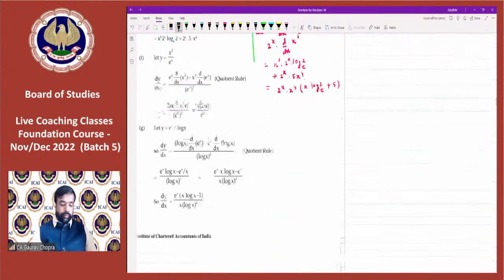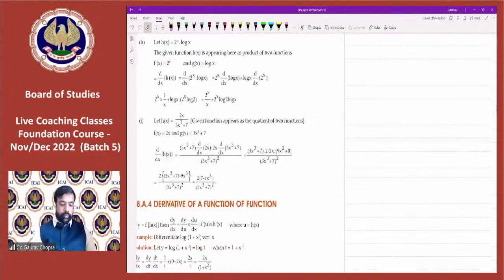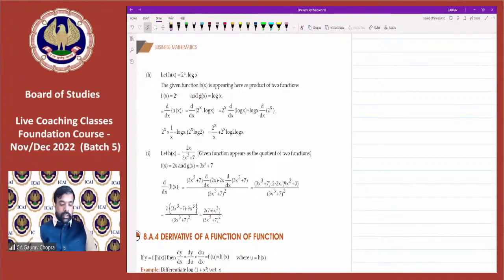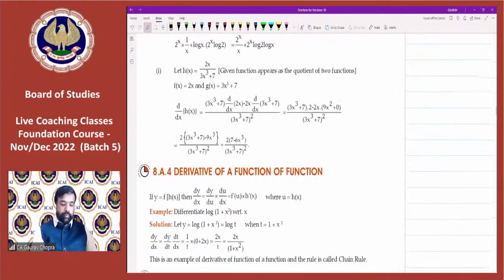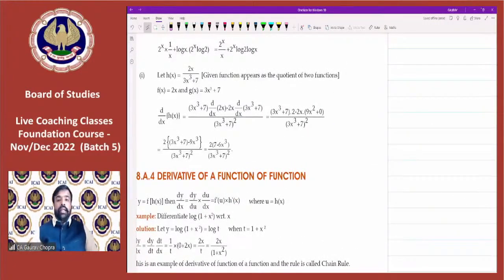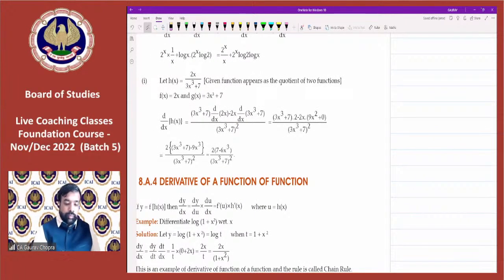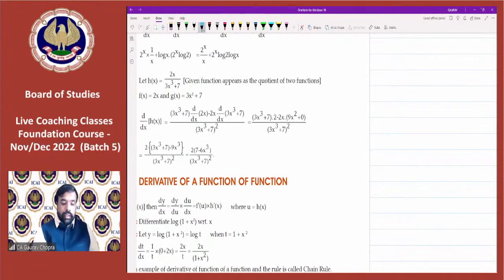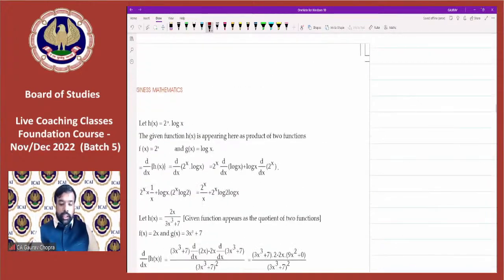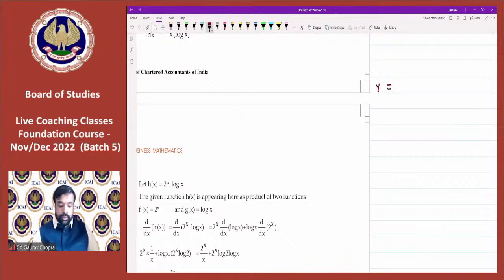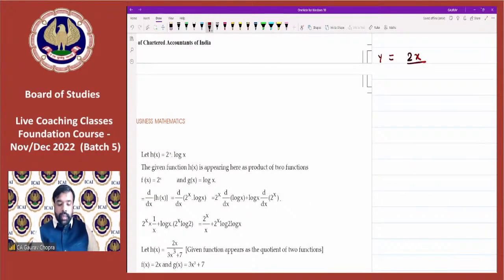Clear? Then let's do one more, I portion: 2x divided by 3x cubed plus 7. This time we are having the function y is equal to 2x divided by 3x cubed plus 7. This is given. Now for dy by dx, what we have to do?